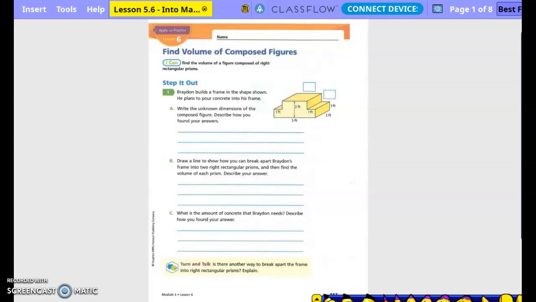8th grade Instant Math lesson 5.6. Find volume of composed figures. I can find the volume of a figure composed of right rectangular prisms.